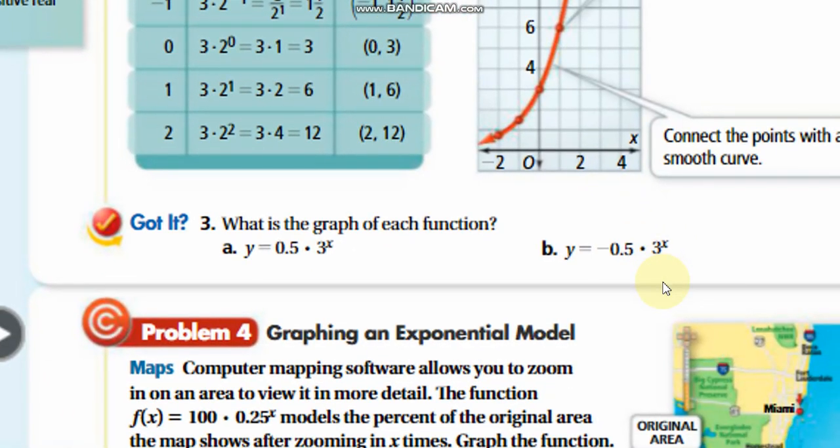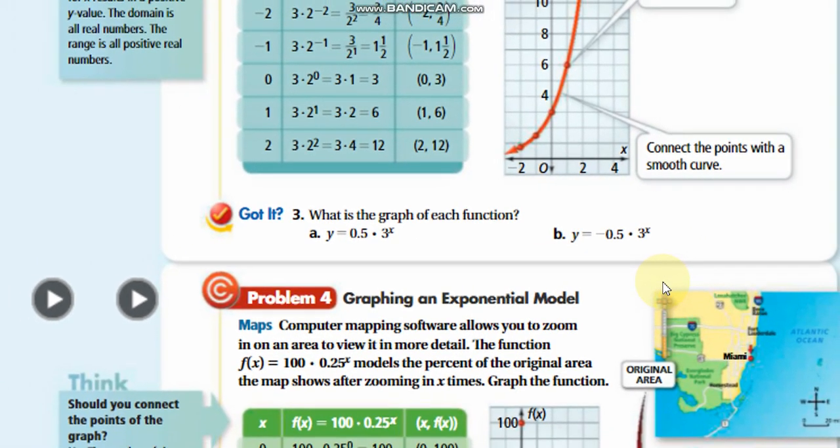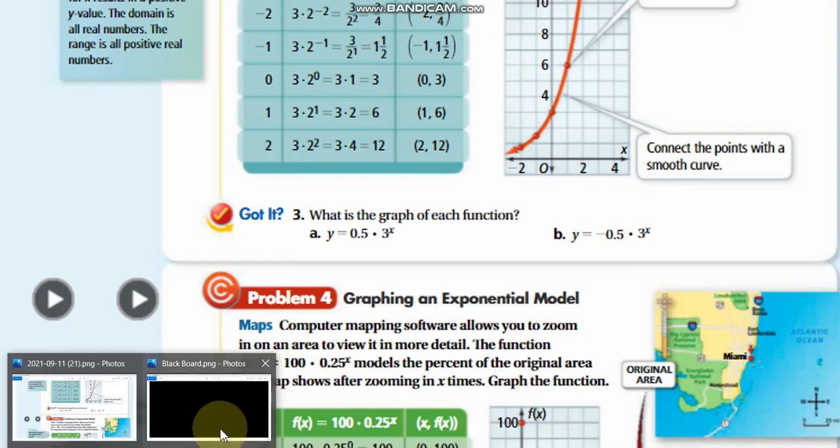Okay, I told you guys in the last part that I will solve this one for you. I will find out this one for you and we'll graph it. But this one you guys have to do by yourself. The same thing, I think, just for the negative. So you will get the graph in this way for this one. Okay, let me do it for you now. Let me open the blackboard.